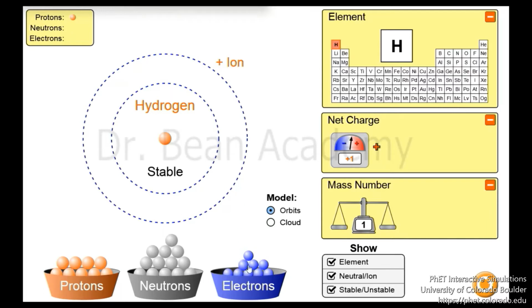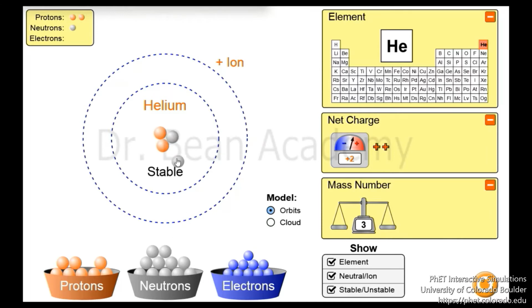So if I take this one electron, it is a hydrogen ion. Ion means that there is an imbalance of charge, because there is one proton but no electron to balance this charge. It is still stable. It is hydrogen, but it is a hydrogen ion. If I add one more proton, now you see it is helium, and helium is unstable. So this is the function of neutrons.